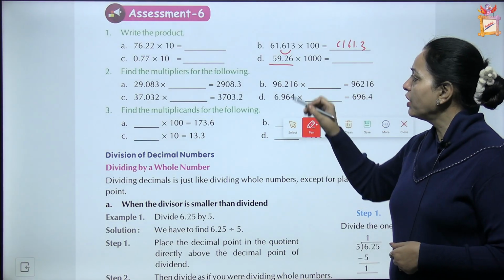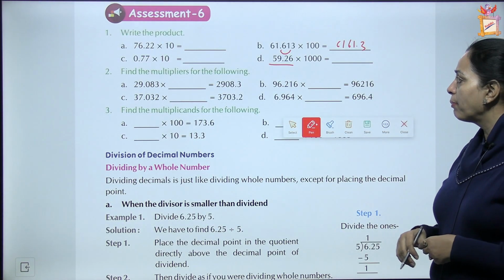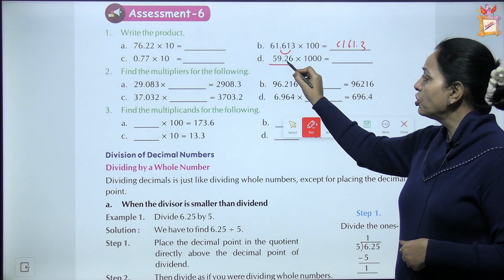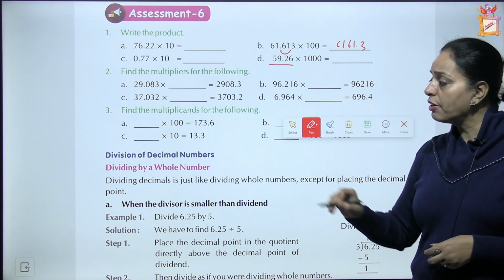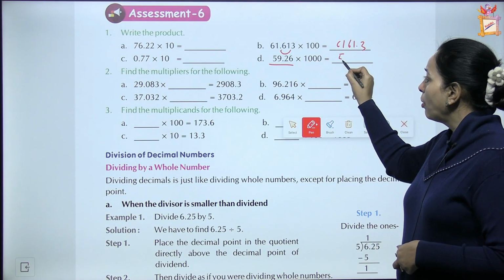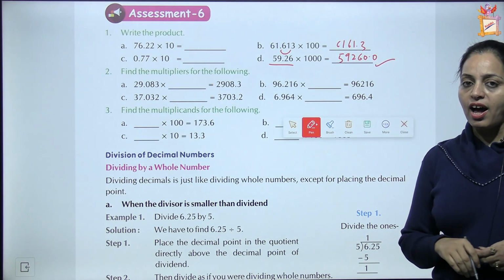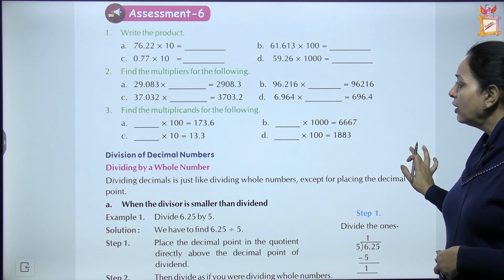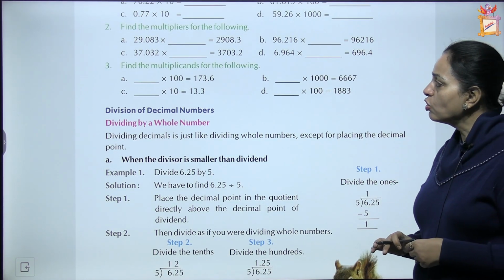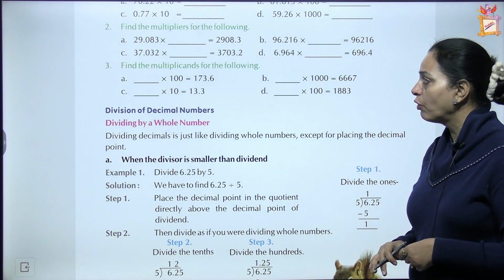Like D part, 59.26 multiplied by 1000, so shift the decimal after 3 digits, but we have 2 digits, so we will take one 0. So this is the answer. Okay, similarly we can try the second question. Find the multipliers for the following.